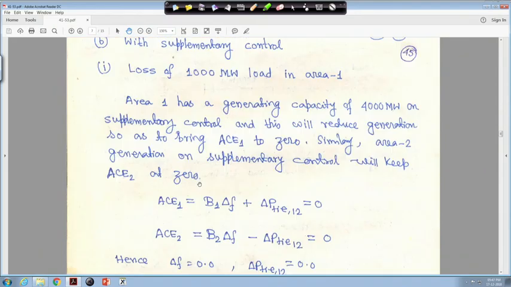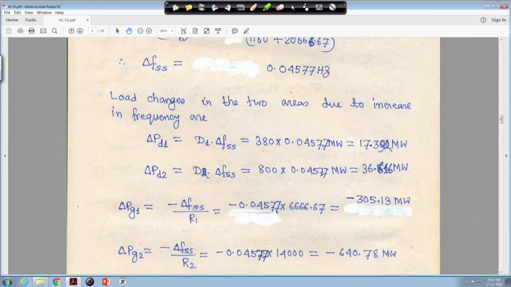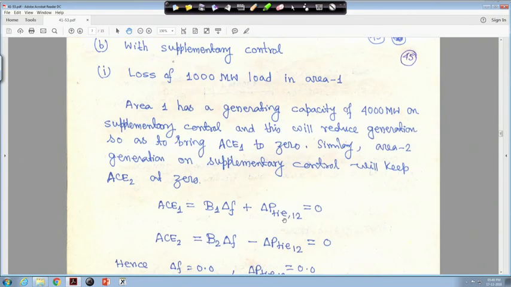Therefore, we know delta Pg1 steady state is minus delta FSS upon R1, that we have seen before. So, it is minus 0.04577 into 1/R1, which is this much. So, minus 305.13 megawatt. Similarly, delta Pg2 is minus delta FSS upon R2. So, again minus 0.04577 into 14,000. So, minus 640.78 megawatt, right.